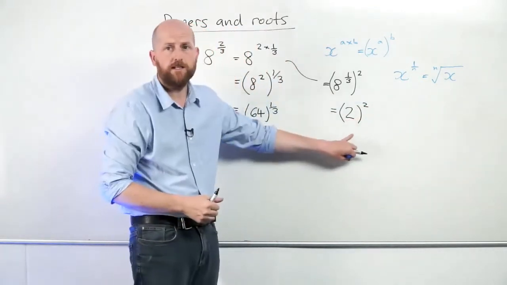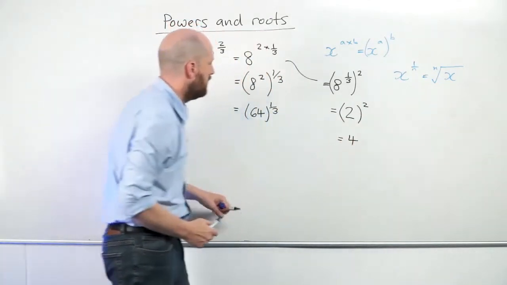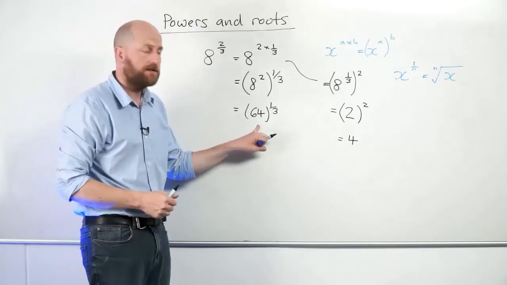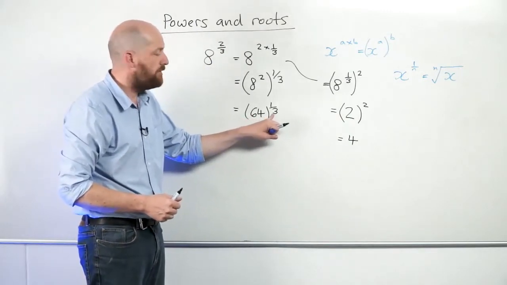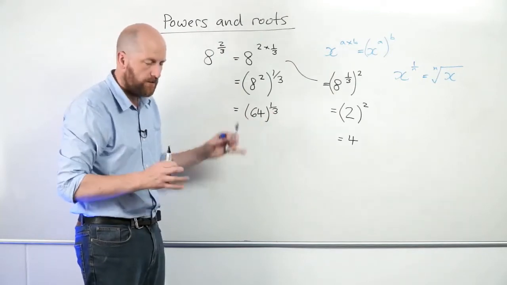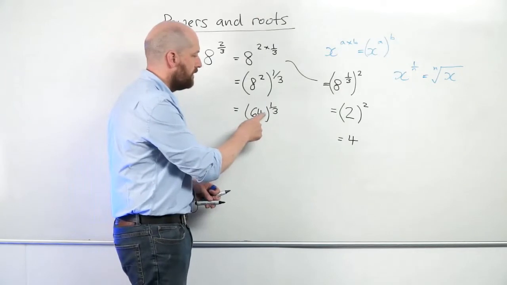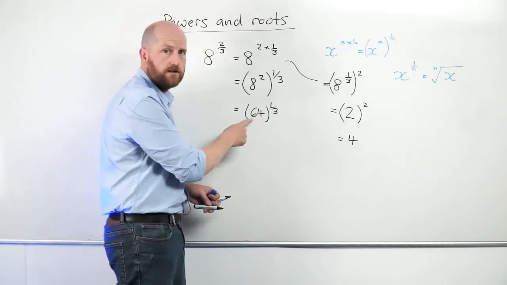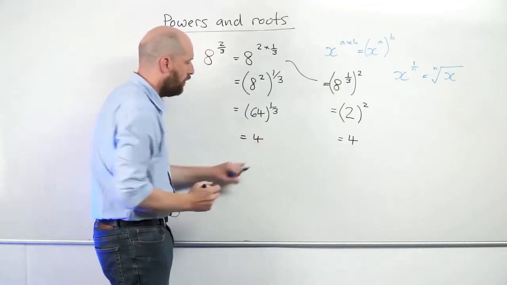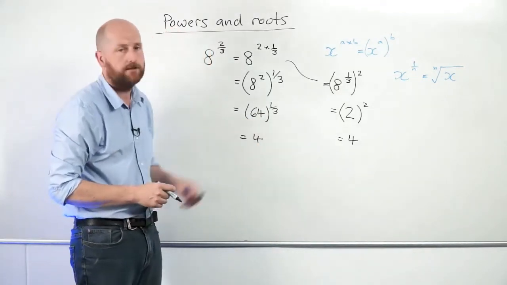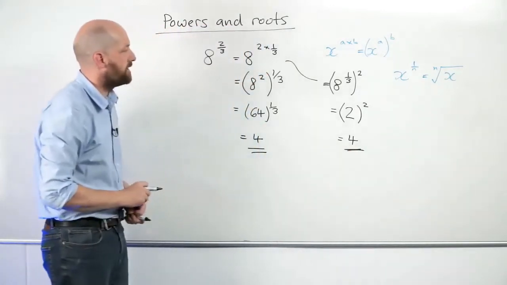Well, this way is looking pretty simple. I can now do 2 squared. That's 4. Hopefully this is going to give me the same answer. What's the third root? 1 over 3 power of 64. So again, I have to think to myself, what number, when multiplied by itself 3 times, gives me 64? Well, in fact, 4 is the correct answer. 4 times 4 times 4 is indeed 64. So whichever way you do it, you get the answer 4.